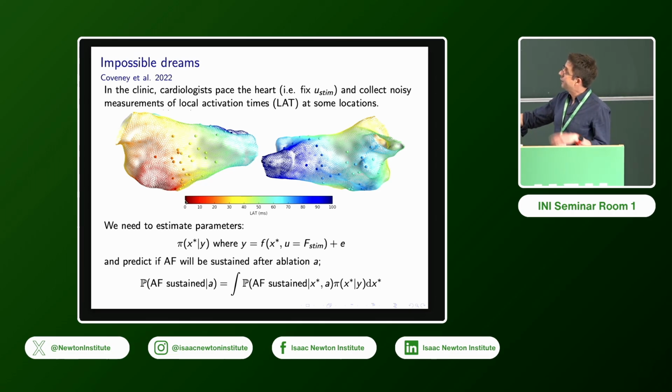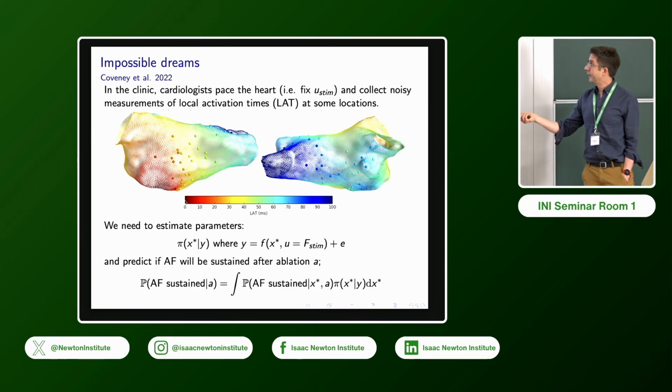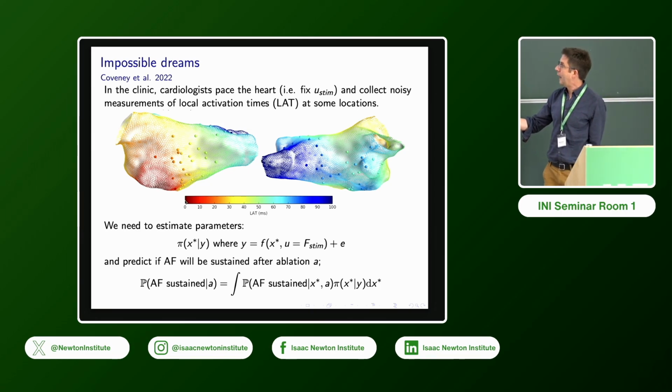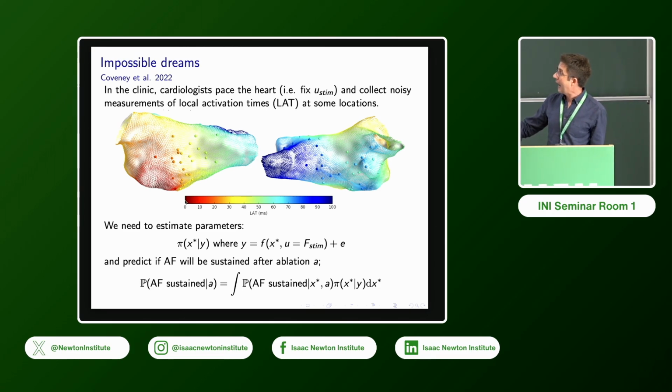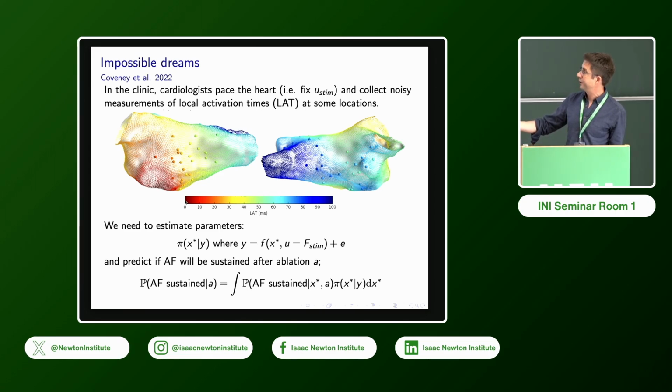And when they do this in the clinic, the surgeon provides a stimulus, so you know when the model's paced, when the heart's paced. And on the basis of that, we then want to make a prediction about what will happen if we take some action A. So if we do some treatment. We want to predict whether, after we've done this action A, this ablation, atrial fibrillation will still be sustained.